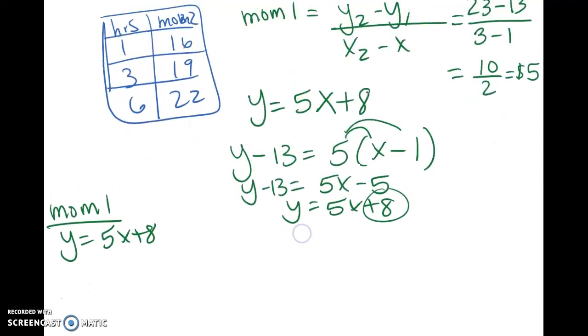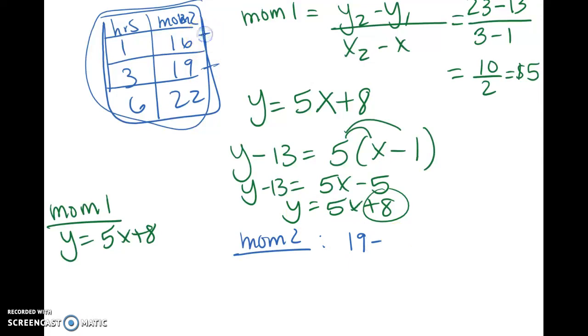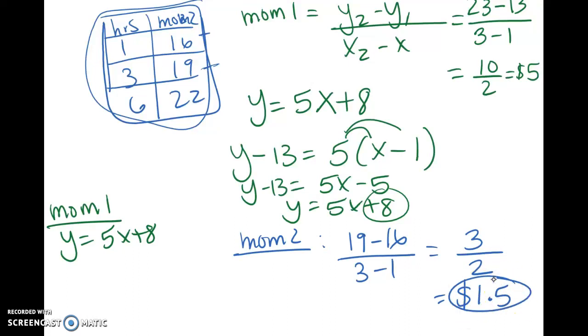For mom 2, here's my T-chart for mom 2. Let's find my slope. So y2 is 19, y1 is 16, and again I have 3 minus 1 on bottom. So what's that? 19 minus 16 is 3. 3 minus 1 is 2. So how much money do you make an hour with mom 2? What's 3 divided by 2? 1.5. So you make $1.50 per hour with mom 1. I'm sorry, mom 2.